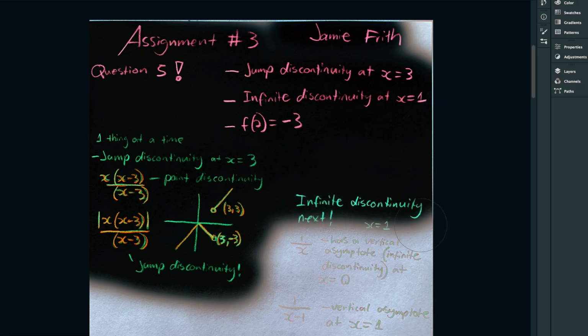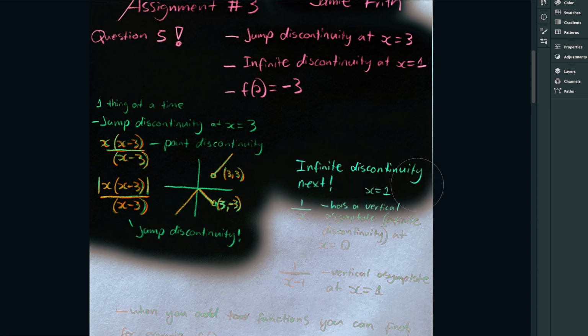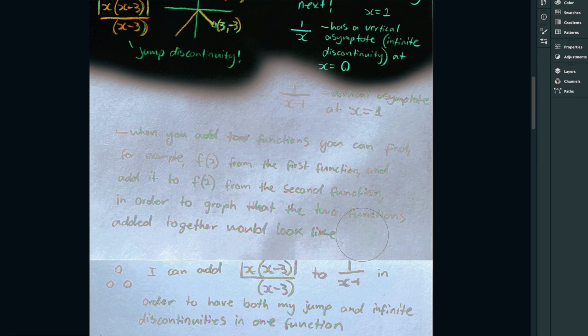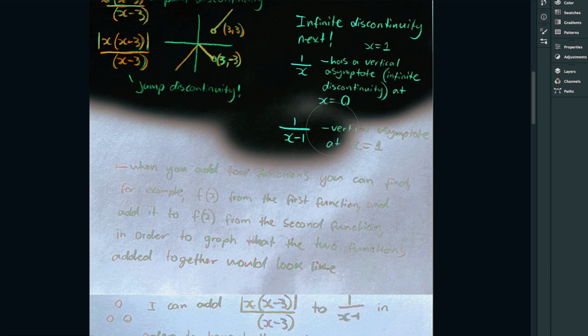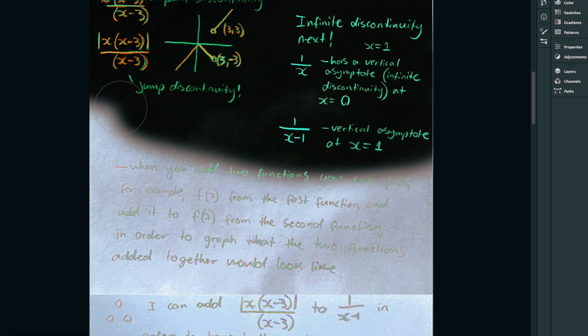Next, I found a function with an infinite discontinuity at x equals 1. So I know that 1 over x has a vertical asymptote at 0. So I just needed to apply a horizontal translation, 1 to the right. So 1 over x minus 1 has a vertical asymptote where I want it.